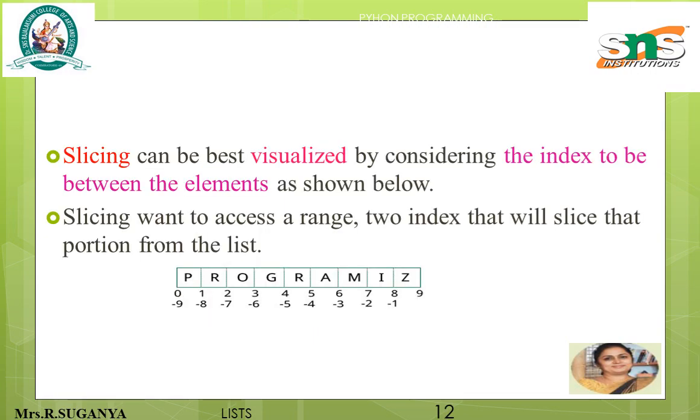Slicing can be best visualized by considering the index to be between the elements as shown. Slicing accesses a range of two indices and slices that portion from the list. The example here is programmers. It starts at position 0 and goes up to 9. With negative indexing, we start from -1 up to -9.